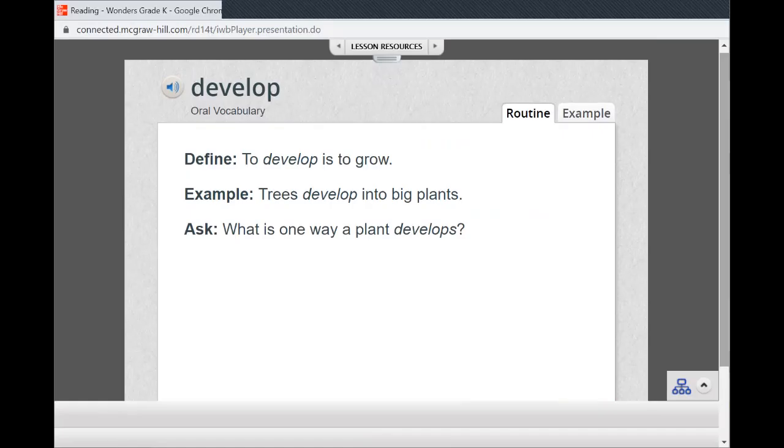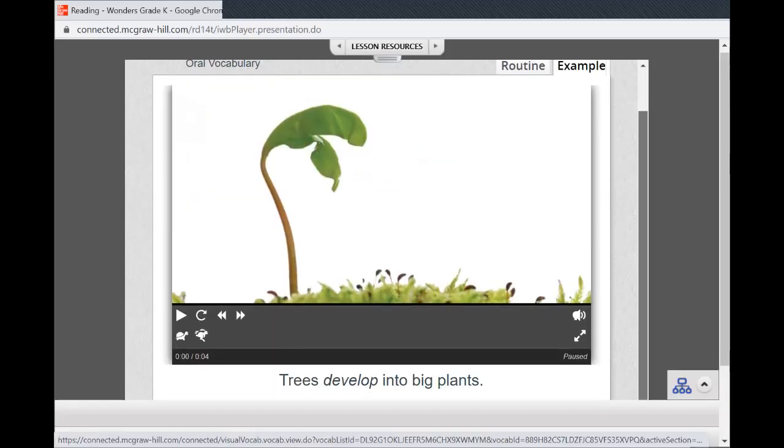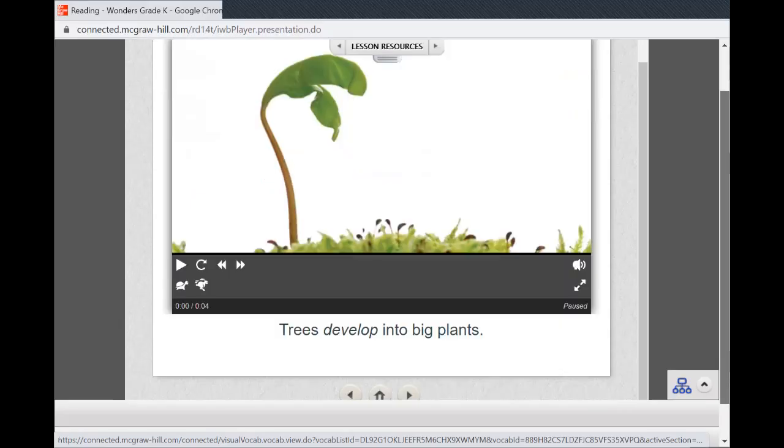Develop. To develop is to grow. Trees develop into big plants.